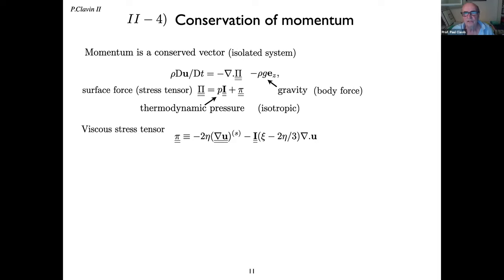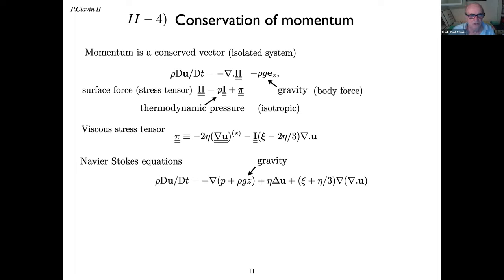And so now, if you add the gravity forces, the general form is the Navier-Stokes equation. If you have a gravity force, you just have to add to the thermodynamic pressure the term rho g z, where z is the altitude, the z component of r. And you have the shear viscosity coming from this part here, which is the Laplacian of the vector velocity, and you have the gradient of the divergence of u coming from here.